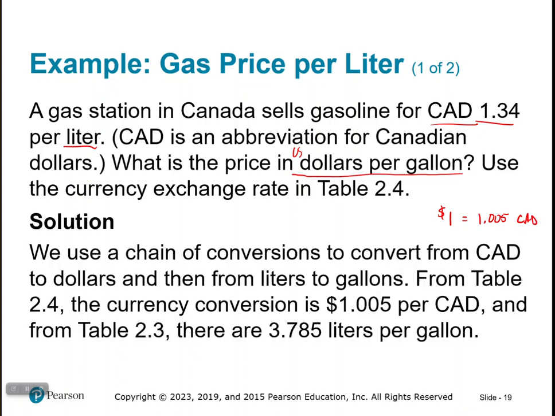Okay, now we're going to need to use a chain of conversions, right? We're looking at gallons and they're looking at liters. They're looking at Canadian dollars, we're looking at US dollars. So there's two things going on here. We use a chain of conversions to convert from Canadian dollars to US dollars and then from liters to gallons. We know the currency conversion for Canadian dollars, and an earlier table showed there are 3.785 liters per gallon.